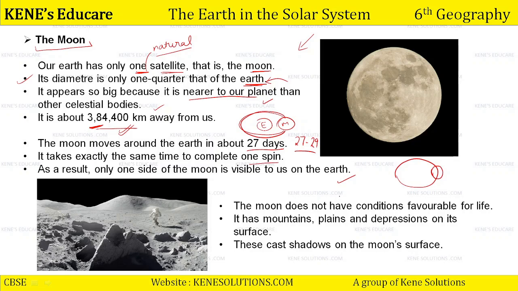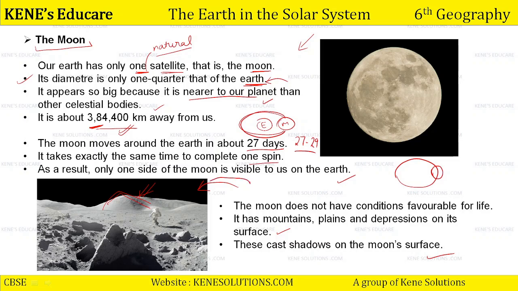The moon does not have conditions favorable for life. It has mountains, plains and depressions on its surface. And isi mountain, plain and depression ke wajah se, they cast shadow on the moon's surface. There is a lot of shadows because of the mountains. Ye mountains hain. If the sunlight hits, because I told you earlier also, moon does not have its own light. It can be seen only with the help of sun's reflection on the surface of the moon.